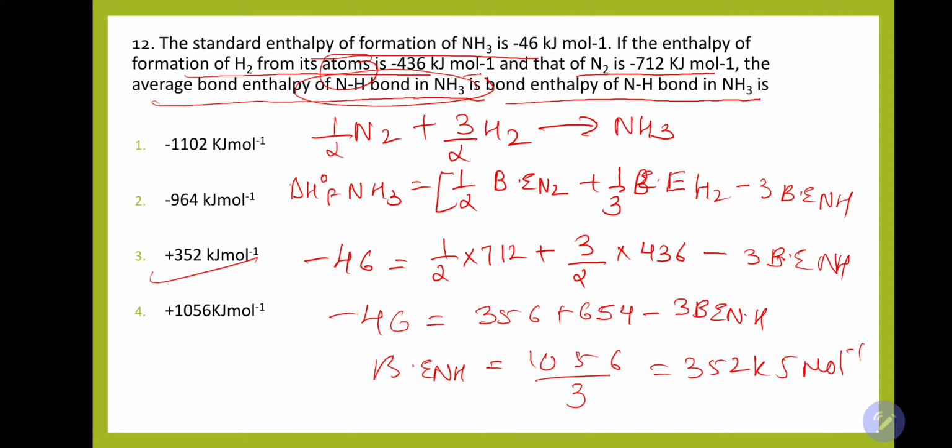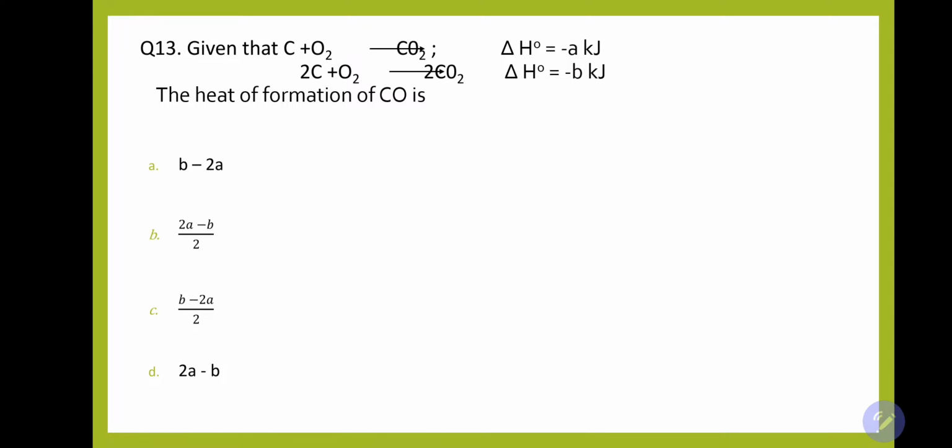Moving on to the next question. Question number 13. Given that C plus O2 gives CO2 and delta H is minus C, and 2C plus O2 gives 2CO2 and delta H is minus B. Now what we are going to do? Basically they have asked you to find the heat of formation. So let us see the formation of CO. How is CO formed? That is C plus half O2 gives me CO, right?